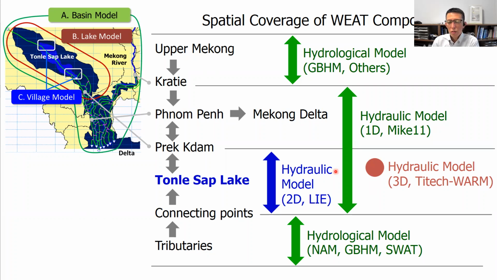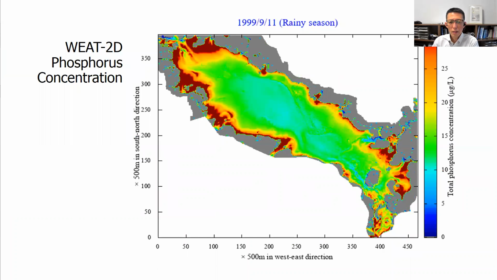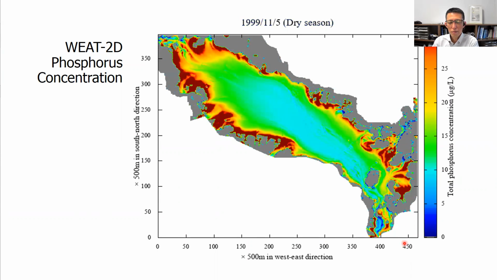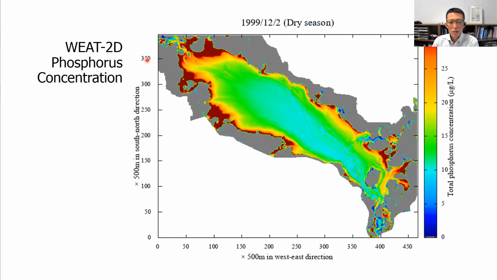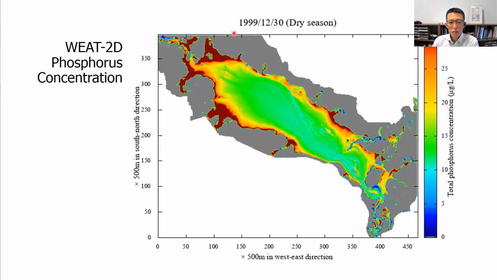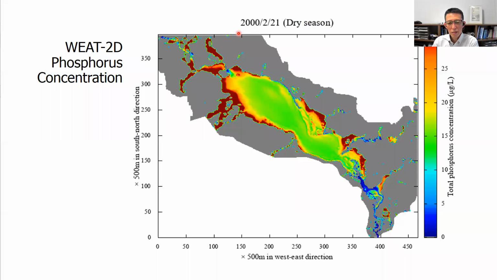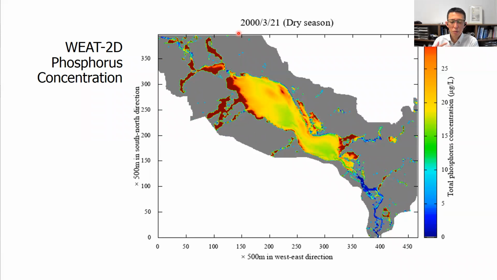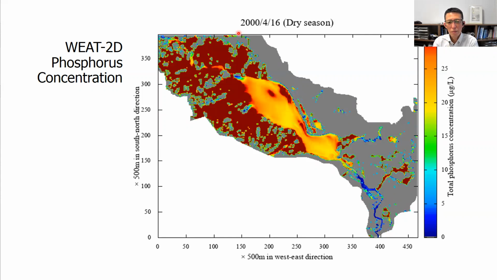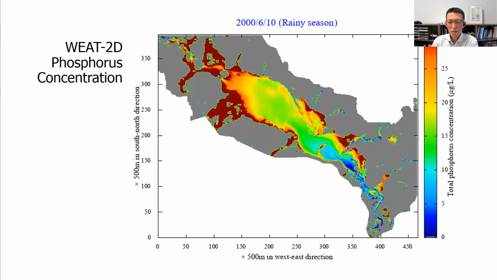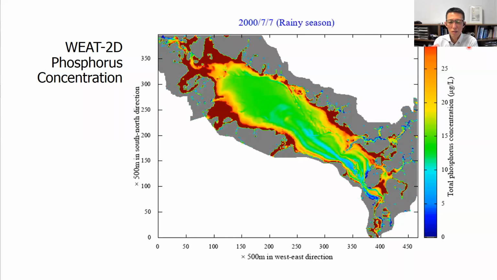So now I would like to show you one example calculating the phosphorus concentration in the lake. Like this. Basically, in the shoreline, we can observe a higher concentration. The simulated period is from 1999, for 4 years in this case. So this is actually a reproduction of past conditions. When we have a higher concentration, this red indicates 30 micrograms per liter. So this is actually eutrophic.